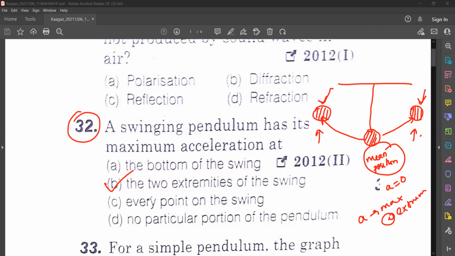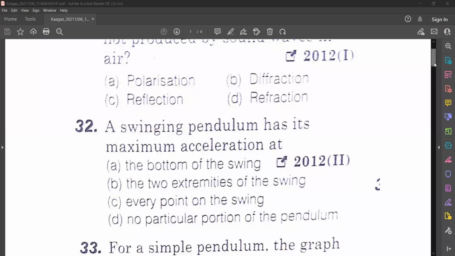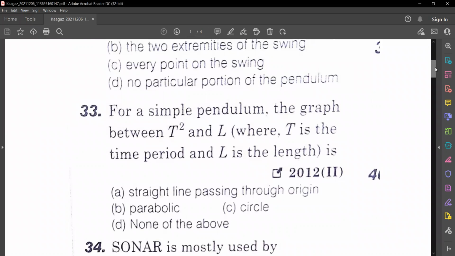Okay, so moving to question number 33. For a simple pendulum, the graph between T square and L, where T is the time period and L is the length. Options: straight line passing through origin, parabolic, circle, none of the above. You have to say what graph you are getting.